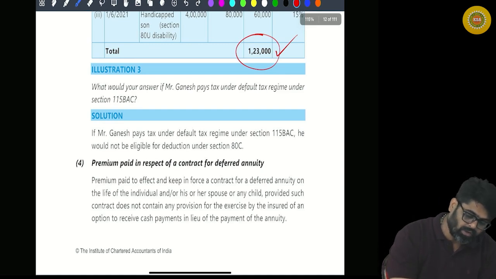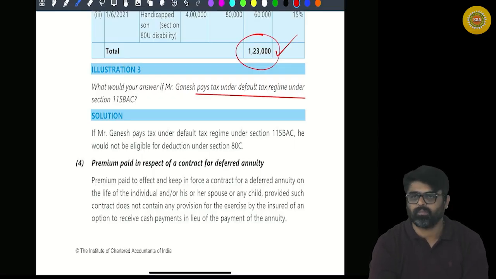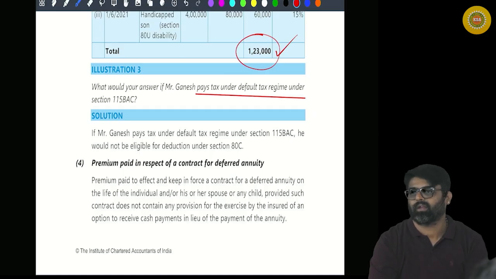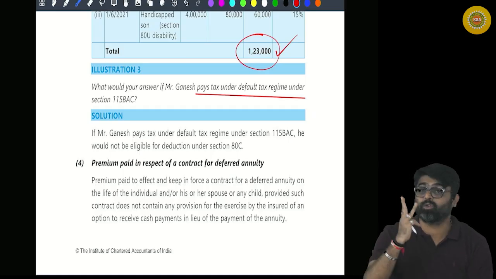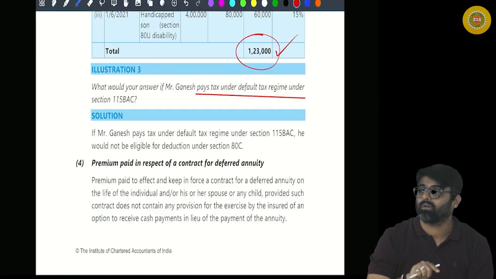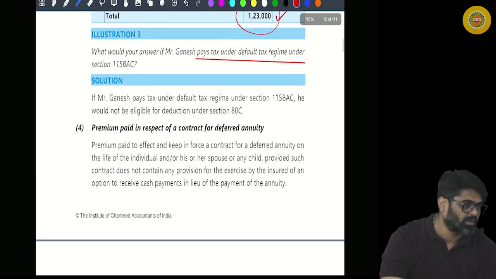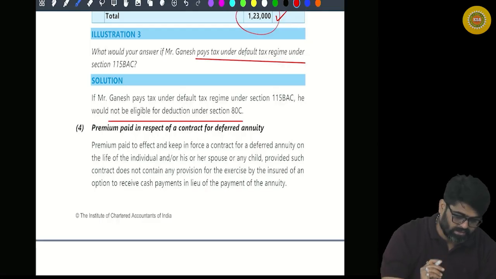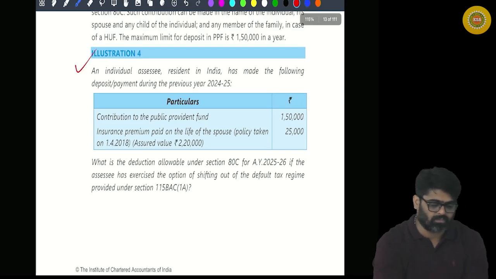Now what would your answer be if Mr. Ganesh pays tax under 115BAC? What will be your answer? The answer will be nil. Why? Because no deduction under chapter 6A other than those three will be allowed if he follows 115BAC. Yes or no? Then he would not be eligible for deduction under 80C. Did you understand? Now let's go to illustration number 4.